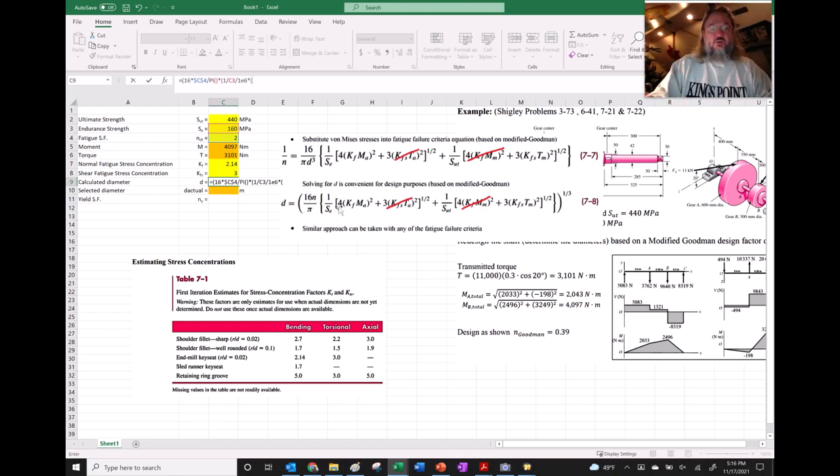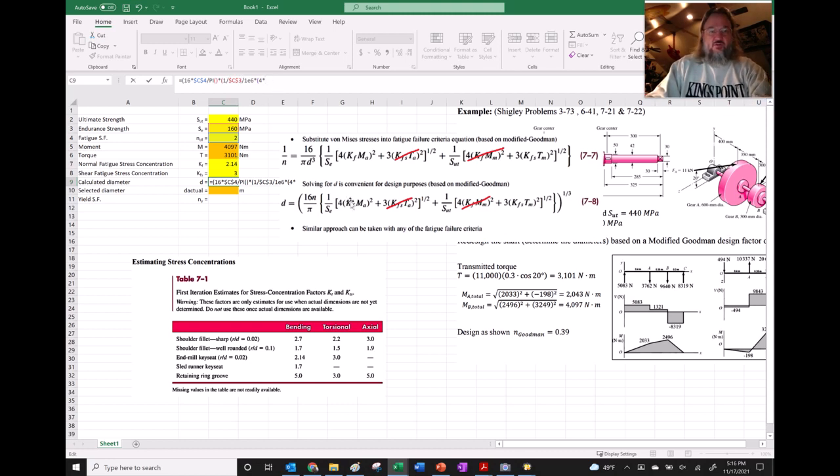So now we're at this spot. We're going to go 4 times KF. And I messed up. I need to go back a little bit while I remember. Go next to that C3 and hit the F4 button again. I want those dollar signs in there. Okay.